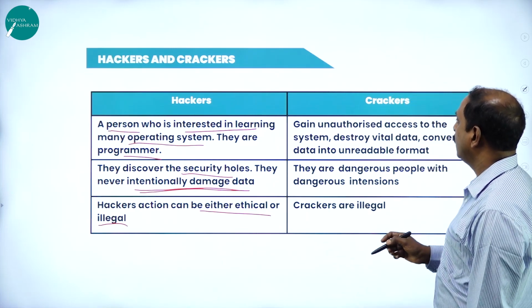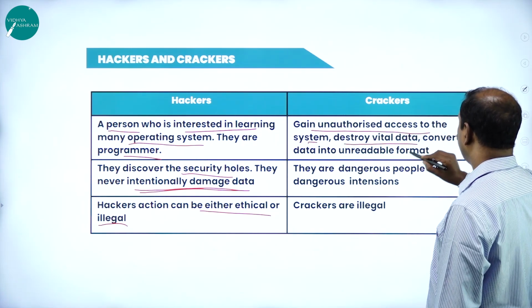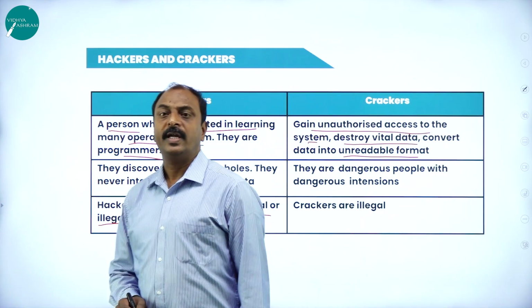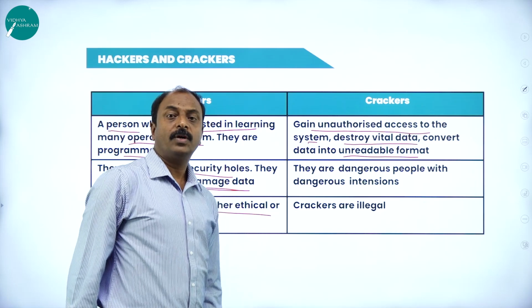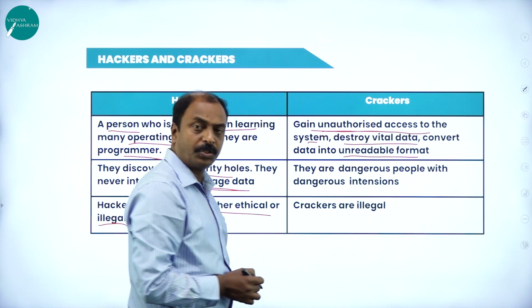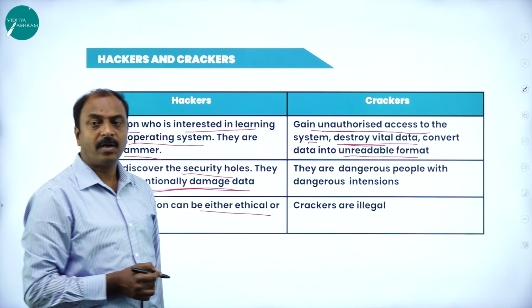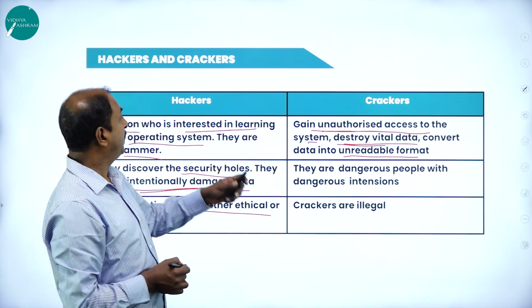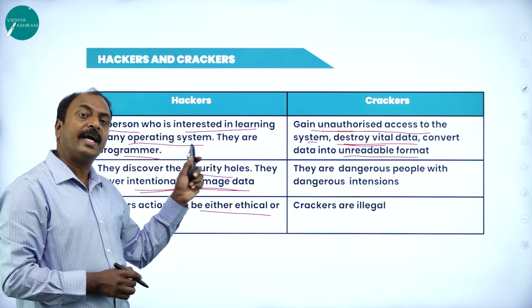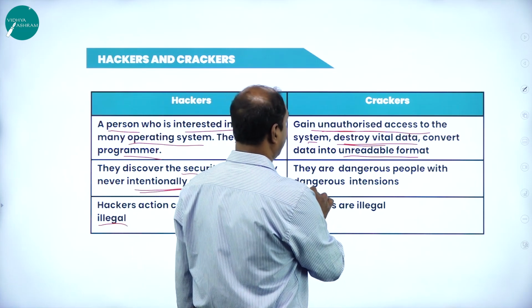Next, see what crackers are. Crackers gain unauthorized access to the system, destroy vital data, and convert data into unreadable format. Crackers are also programmers with good knowledge of hardware and software systems, and without any permission they get into your network or system and intentionally destroy your data, maybe hardware or software. They are called crackers. Look at the difference: hackers get into your network with your permission or accidentally, but they will not damage any data. Crackers will. They are dangerous people with dangerous intention.